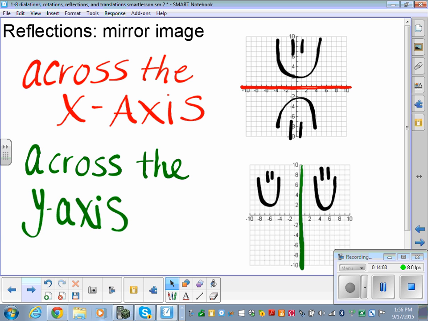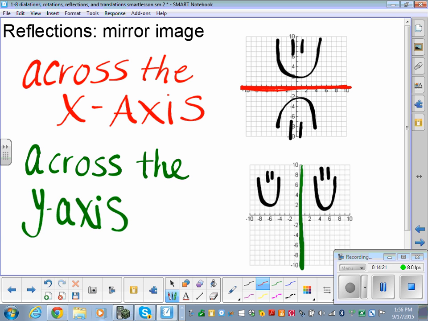Okay. So the first reflection we can do is across the x-axis. Now this is really important you pay attention to. Across the x-axis, the first thing I'll do is find my x-axis and make sure I'm reflecting across the correct thing. So this is my x-axis. Does everybody know that this is the x-axis right here?